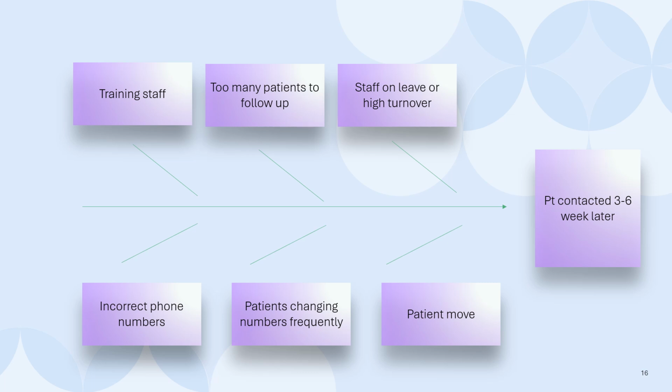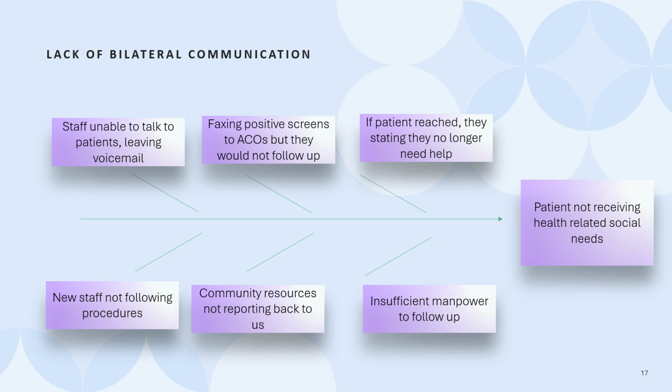And then the list of patients to be followed up becomes extremely big, and staff is constantly turning over or they're on leave. Also, we found out the other biggest barriers were incorrect phone numbers for the patients, because they change their phone numbers too frequently or because the patients are constantly moving. And all this leads to a delay in being able to communicate.